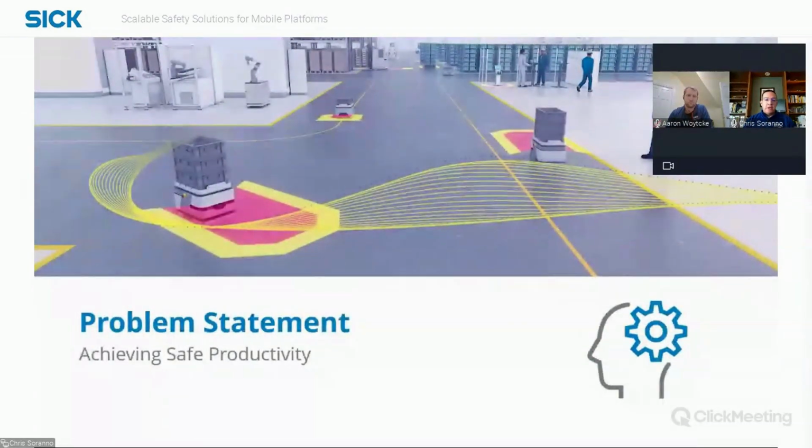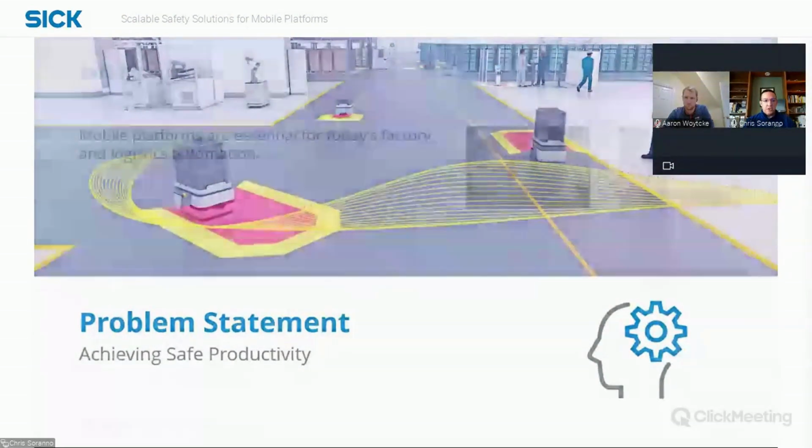So starting, we have to understand what the problem statement is. What is it that we're trying to do? And of course, what we want to achieve as best as possible is safety and productivity to go hand in hand. For too long, people would focus on one or the other, and usually at the expense of the other. And what we're really trying to do as we move forward, especially in today's environment, is for safety and productivity to go hand in hand and to be able to complement each other as opposed to conflict with each other.